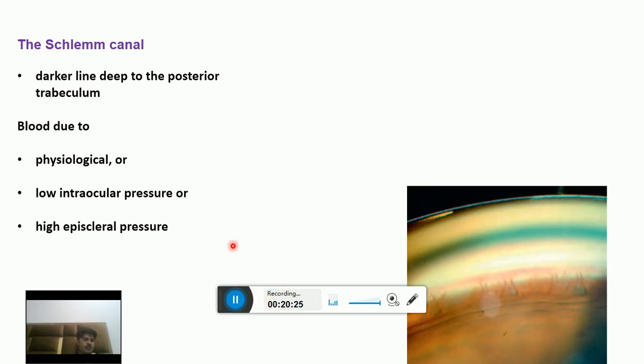Next is the Schlemm canal. It may be identified in the angle, especially if non-pigmented, as a slightly darker line deep to the posterior trabeculum. Blood can sometimes be seen in the canal, either physiologically due to excessive pressure on the episcleral veins with a goniolens, or in the presence of low intraocular or raised episcleral venous pressure. Here you can see.